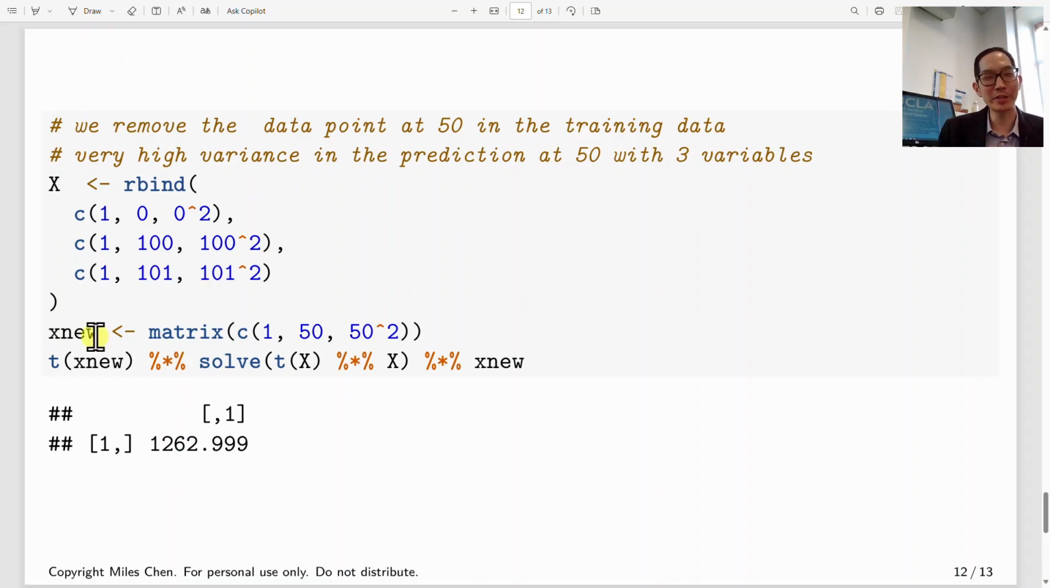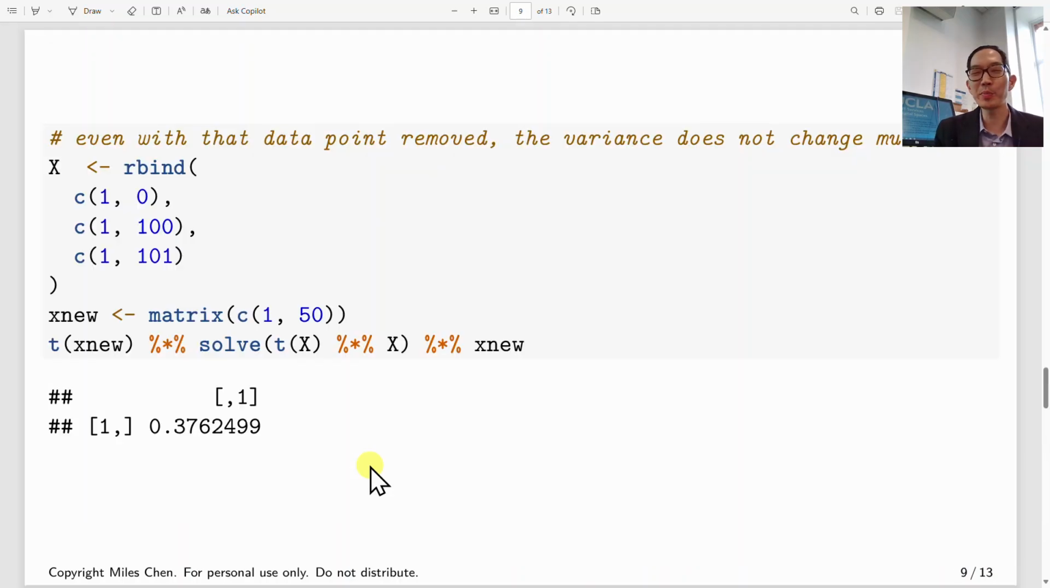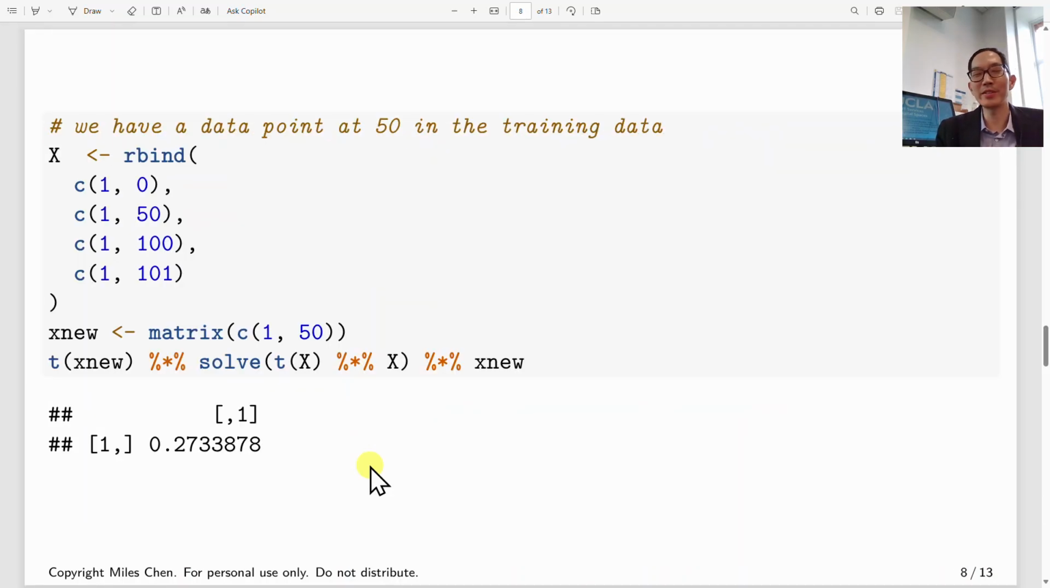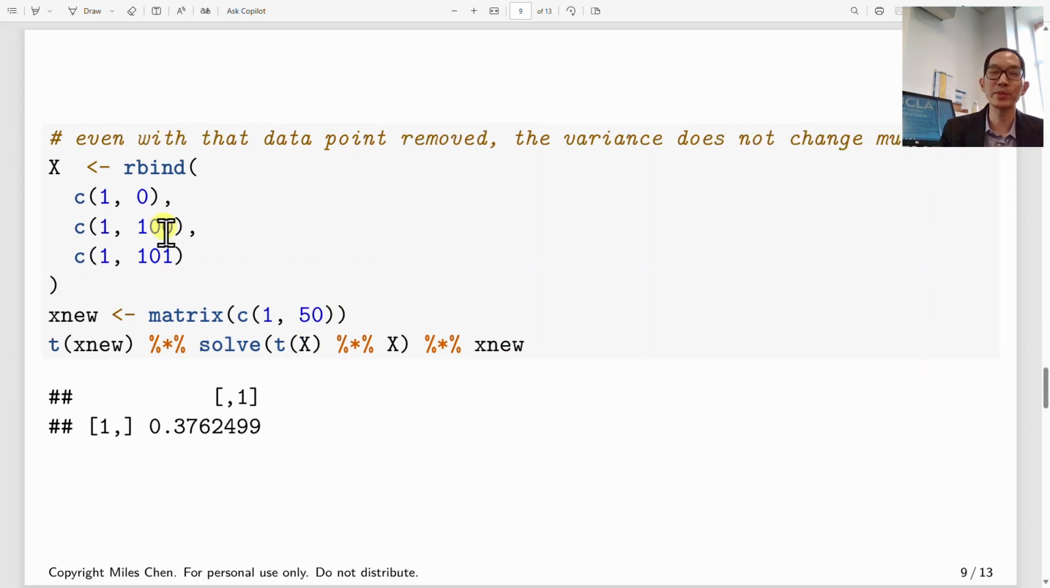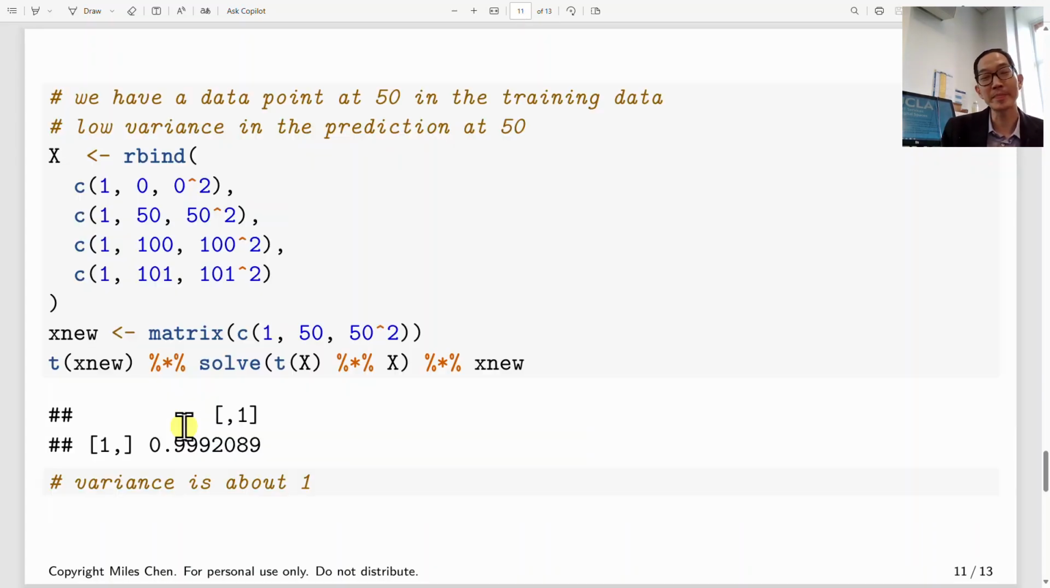And I'm still doing the same thing. I'm trying to make a prediction at x equal to 50, okay? So what happened? Back here, I had 0, 50, 100, 101. I am fitting a linear model, and my prediction's at 0.2, my variance is here. I'm making a prediction at 50. Here I have 0, 100, 101. I removed the observation at 50. I'm making a prediction at 50. My variance changed barely, okay?